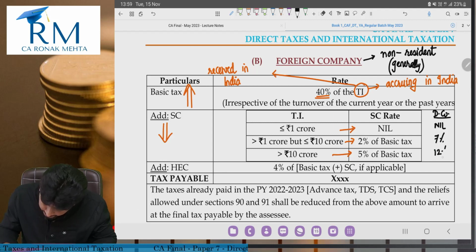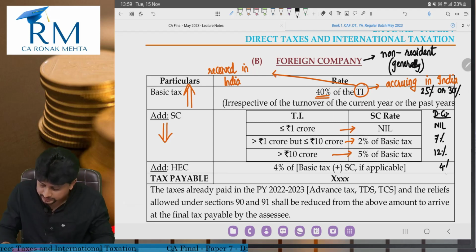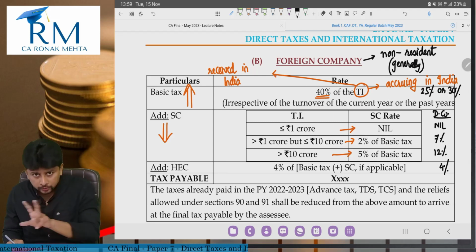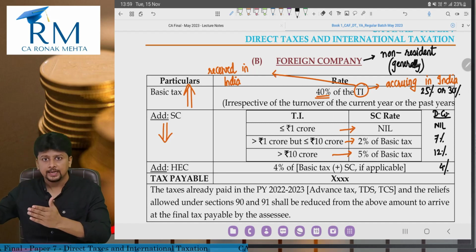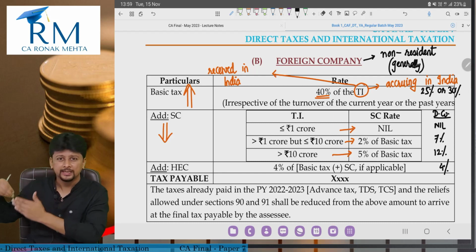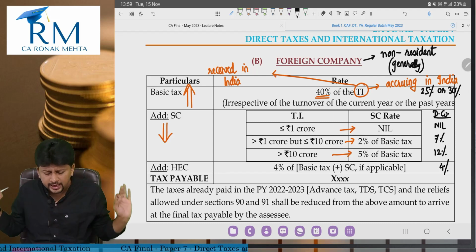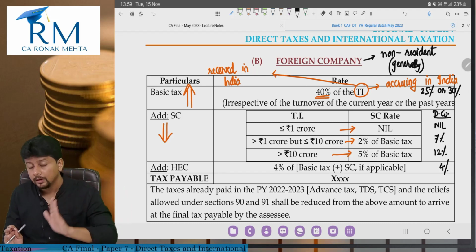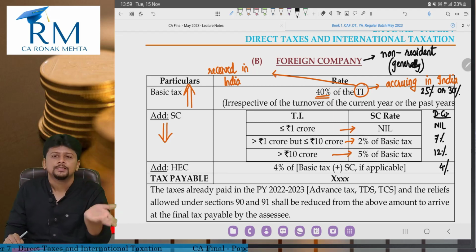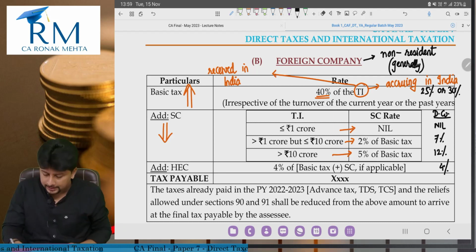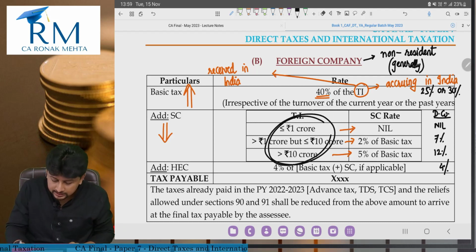7% and 12%. But for a domestic company, this basic was either 25% or 30%, and 4% health education cess is common for both. So when you do this comparison, you will realize that foreign company basic rate is high, 40%, surcharge rate is low, 2% and 5%, strictly comparing percentages. Domestic company 25-30%, basic rate is lower, surcharge is high, 7%, 12%. Criteria of surcharge is still the same.